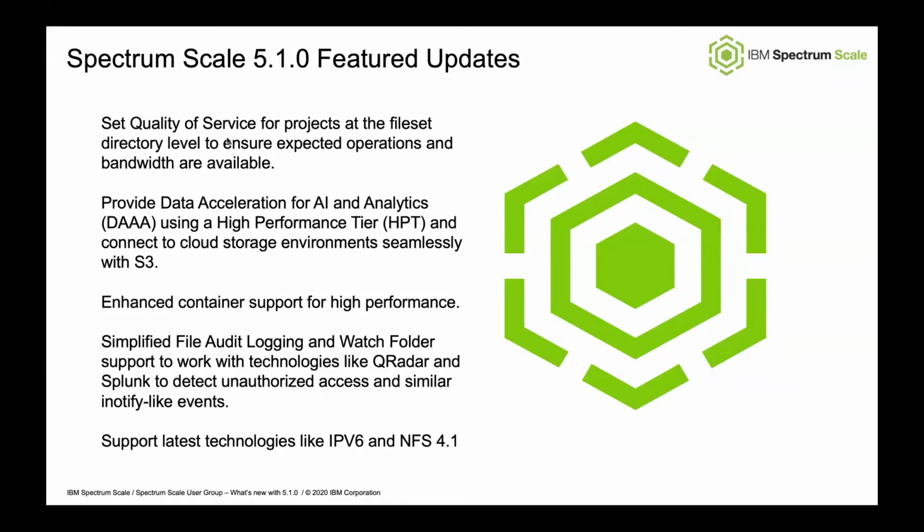How IBM Spectrum Scale 5.1.0 can help you deal with these particular and critical workloads and connect to cloud storage environments. Number three, the enhanced container support for high performance: how Spectrum Scale has evolved since the last versions to provide enhanced usability and performance in containerized environments. Number four, simplified audit logging and watch folder support technologies using QRadar and Splunk, for example. Always, it is good to know what is happening in our system. With Spectrum Scale 5.1.0, IBM is providing enhanced mechanisms to deal with unauthorized access, even at a file level.